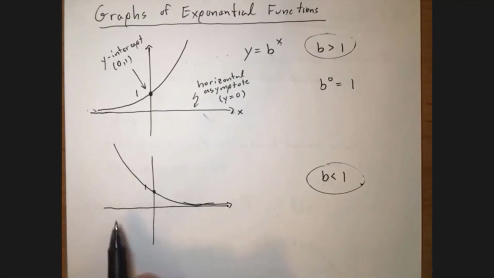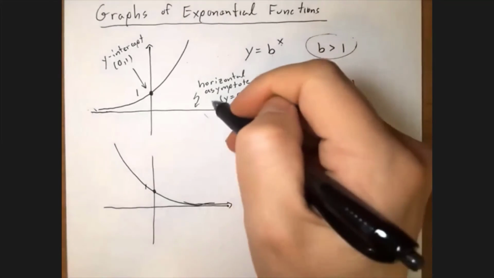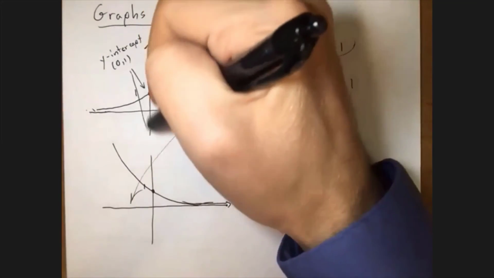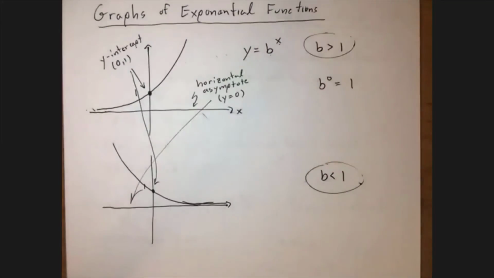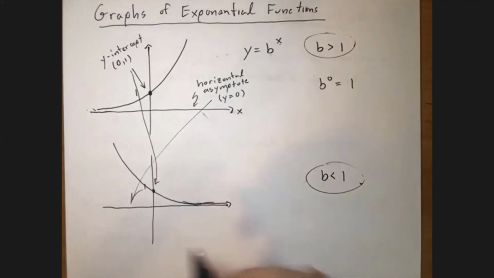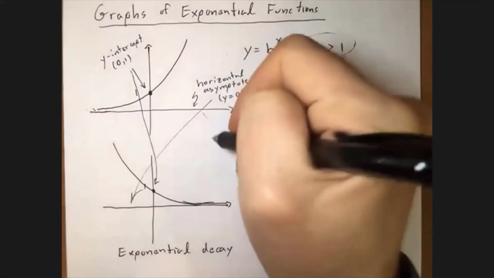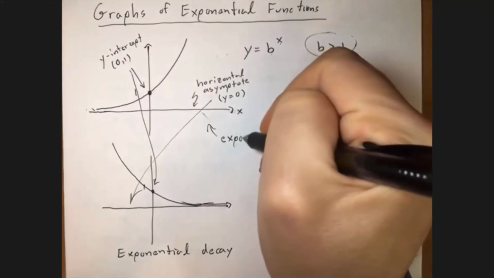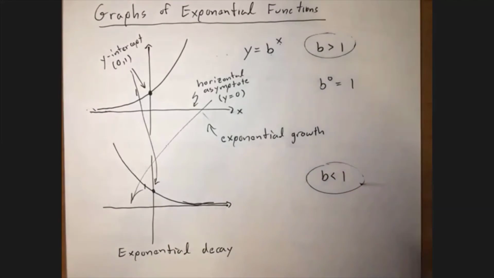Still has a horizontal asymptote. That's still the case. Still has a y-intercept 0, 1, but the graph decreases from left to right instead of increases. This is called exponential decay. This one up here is called exponential growth. The two different behaviors we can see with exponential functions. So it either grows very fast or it decays very fast.